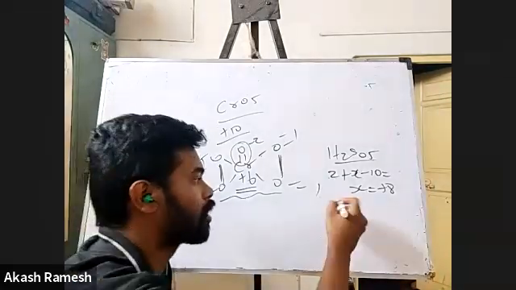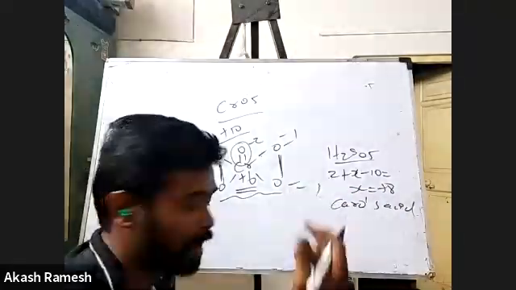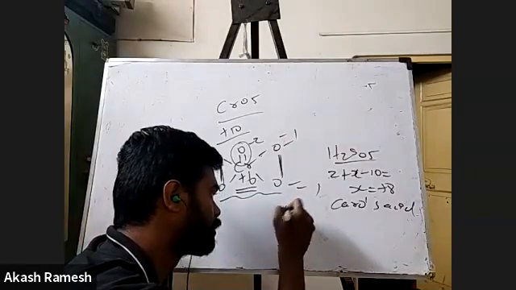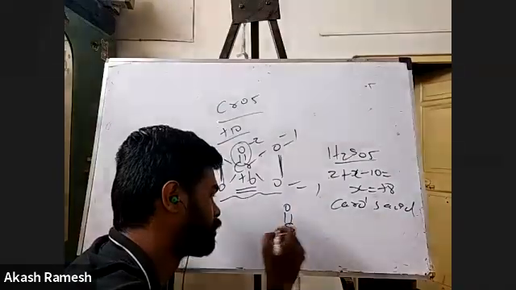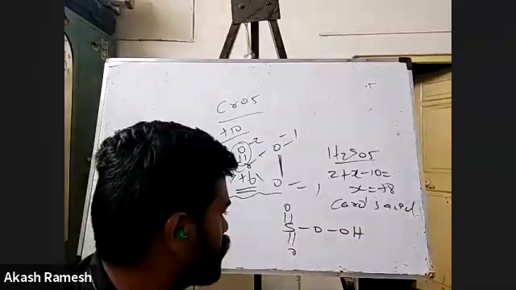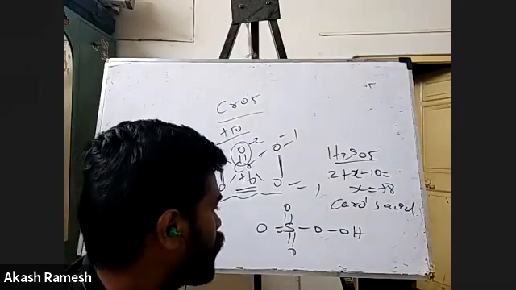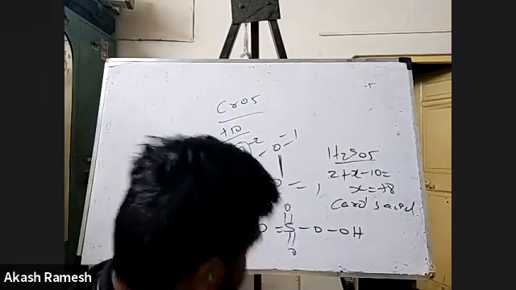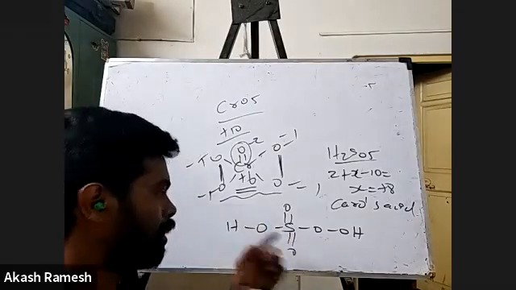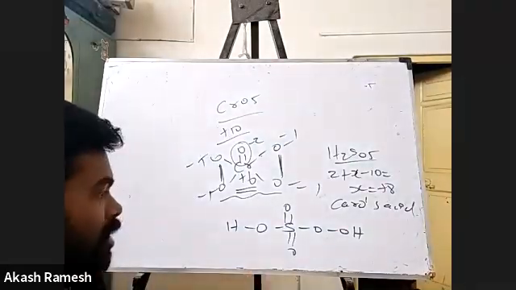This is what is called Caro's acid. This is just extra information. If you want, you can remember it. So sulfur, how many oxygens? 1, 2, 3, 4. There is one more oxygen. Oh, there is one more, right? Sorry. Okay, done. Right, fine.